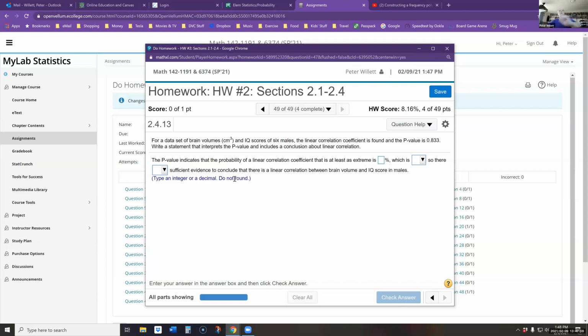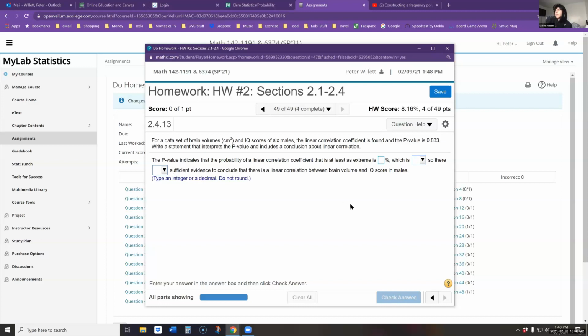The p-value indicates the probability of a linear correlation coefficient as big as this or even bigger that happened just by chance, even though there was no linear correlation. So if you want to conclude that there is a linear correlation, you can't have a high chance that the results you got would have happened just by chance, because that's not very convincing. Instead, you want to say, well, look, the chance that we got this randomly with no linear correlation is so low that really there must be a linear correlation. That's the logic.